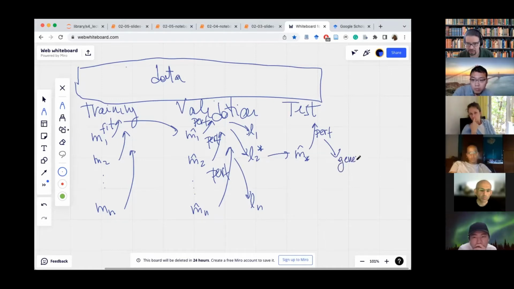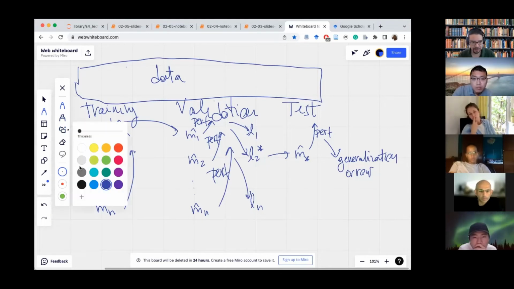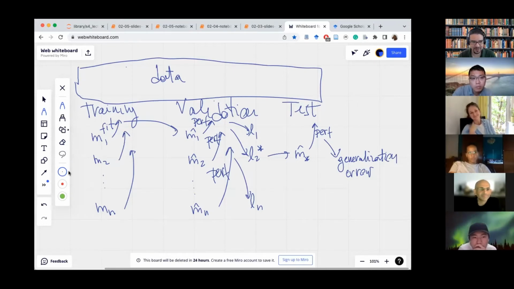Generalization error. So this is the basics of how you evaluate different models. This is how you should do it. And many people don't follow the rules, but you're lucky that you're taking this summer school.